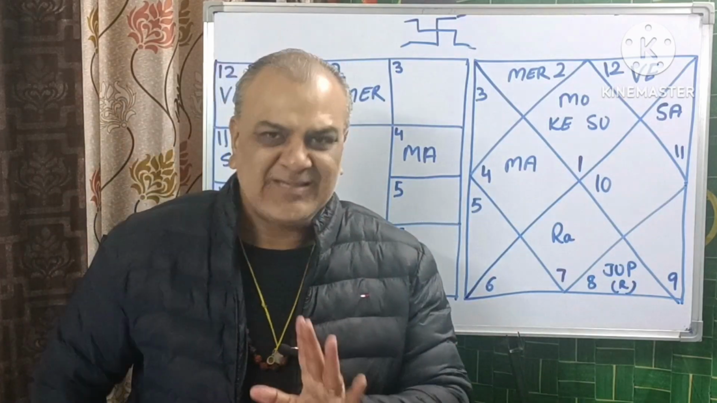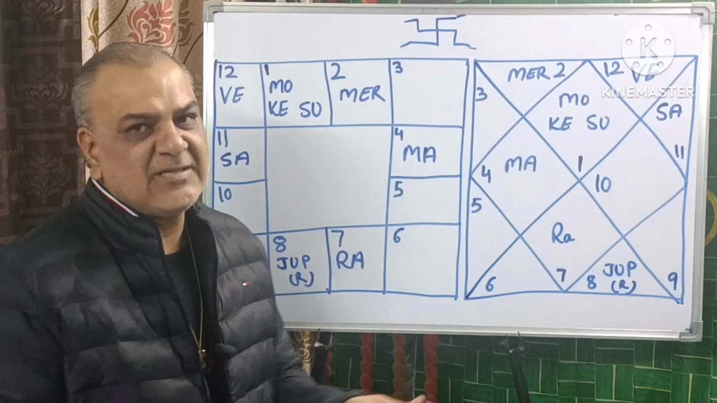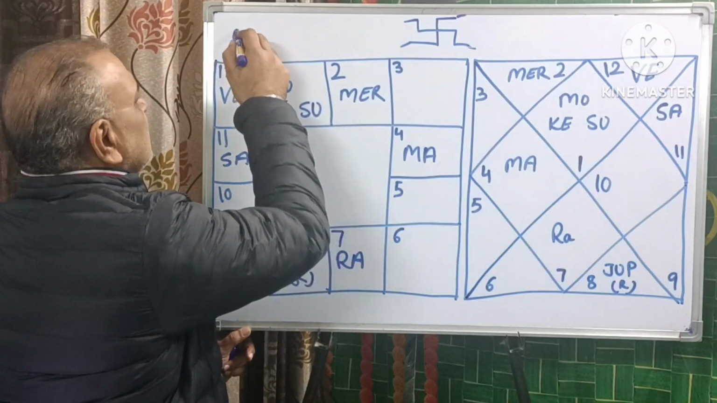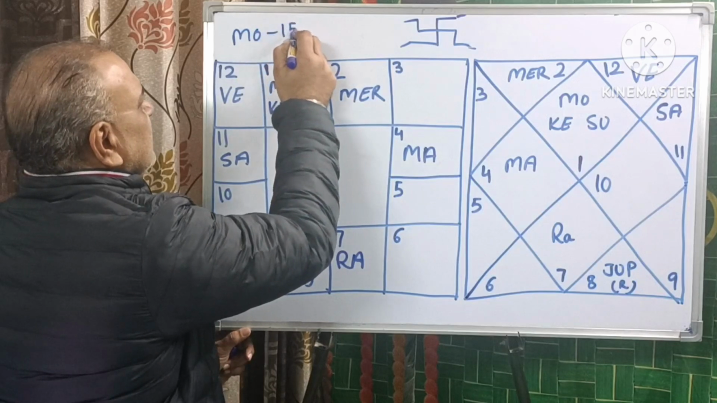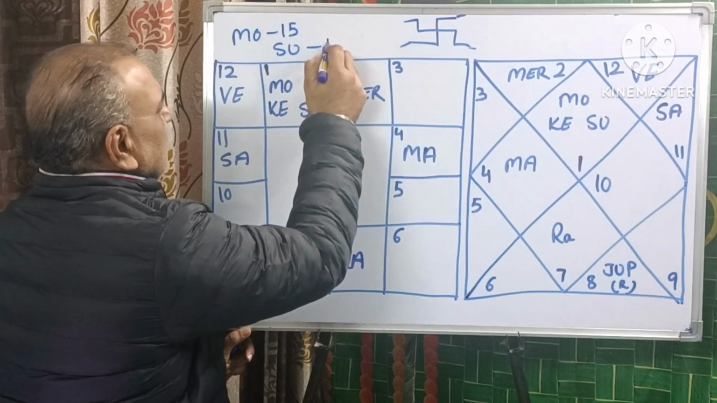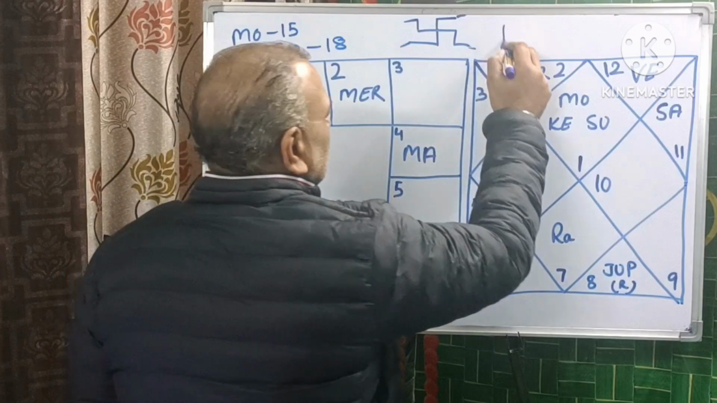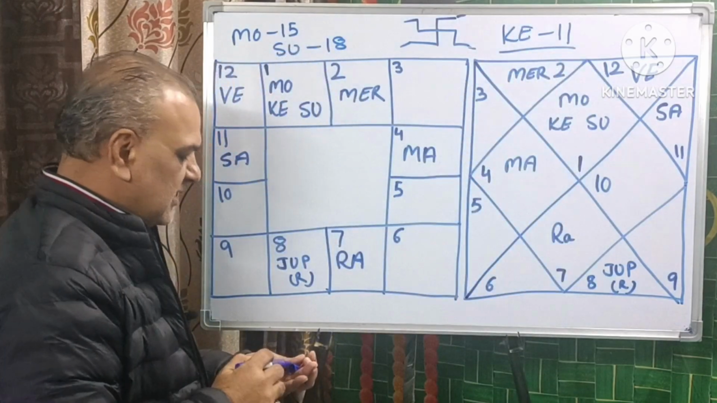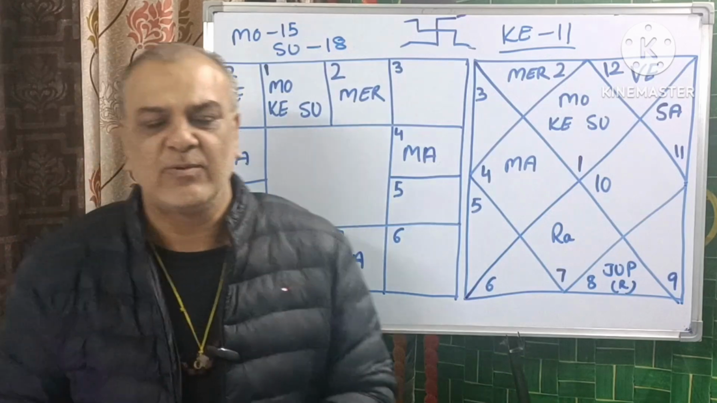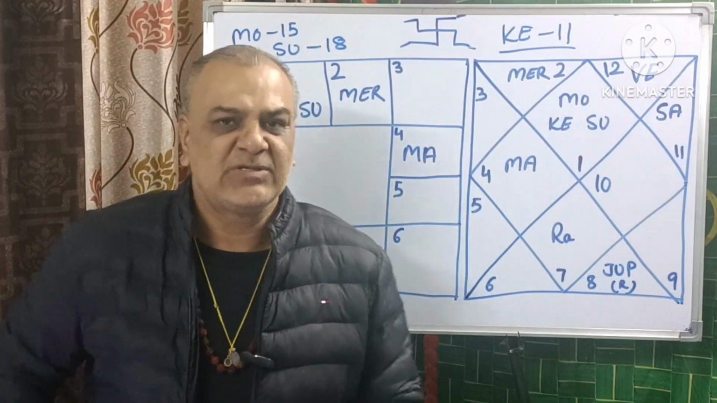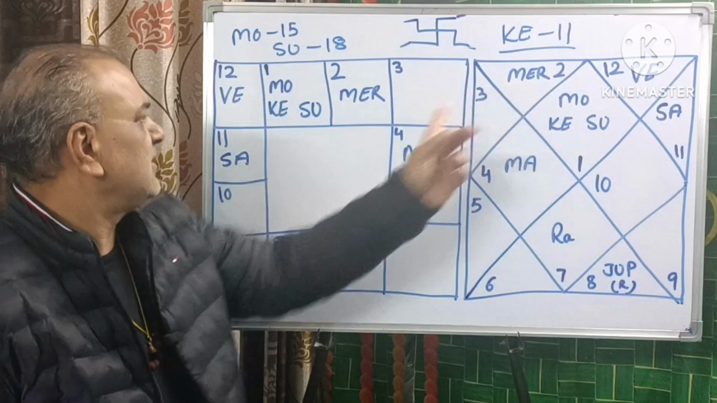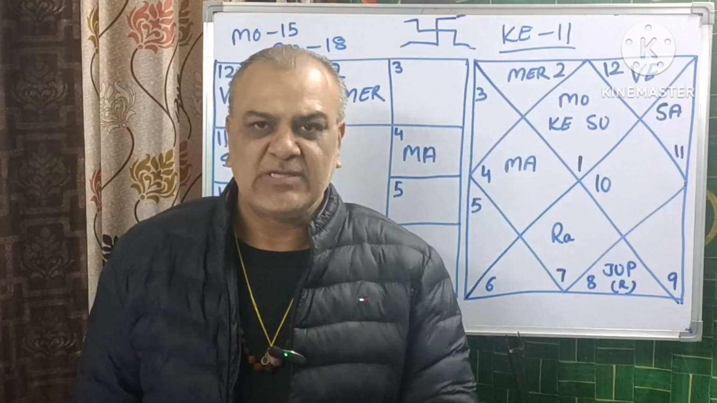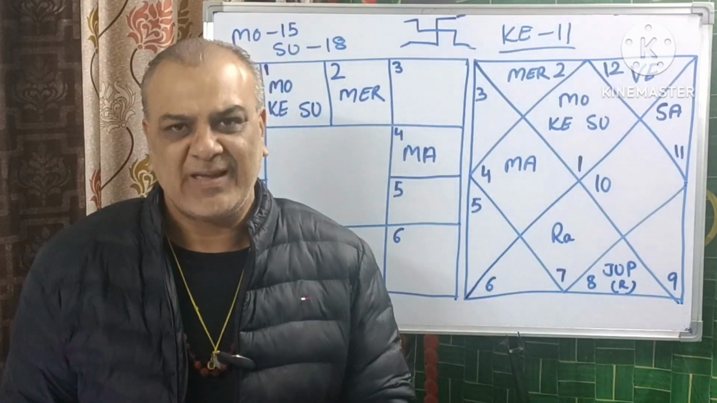This is a male chart. So first few important things I'm going to write, that is very important. The degrees. Moon is at 15 degrees, Sun 18 degrees and Ketu 11 degrees. These degrees play a very important role in Bhrigunandi Nadi. Second combination, whenever you see Mercury is placed in the 2nd sign and Mercury is alone. He is not with any other planet.